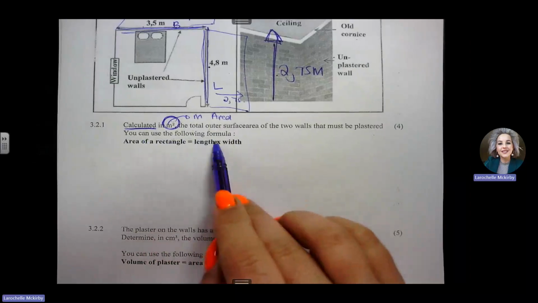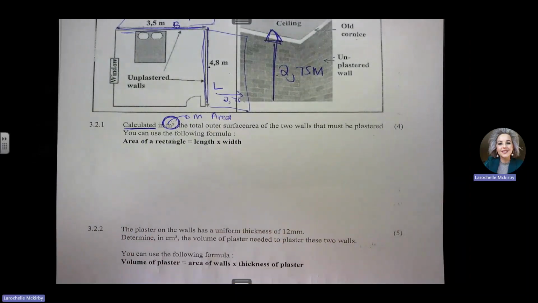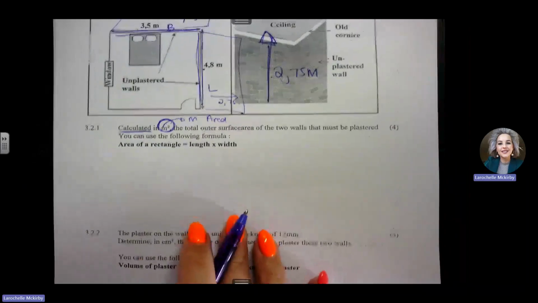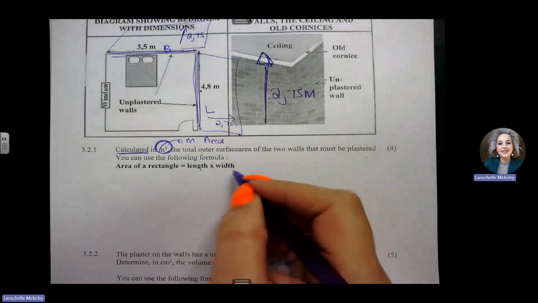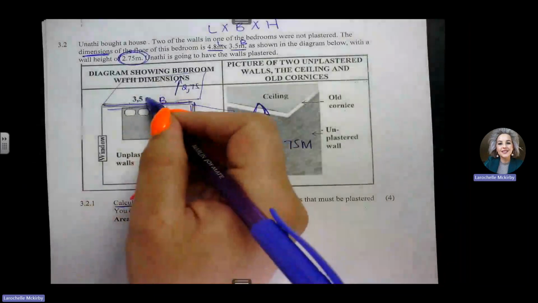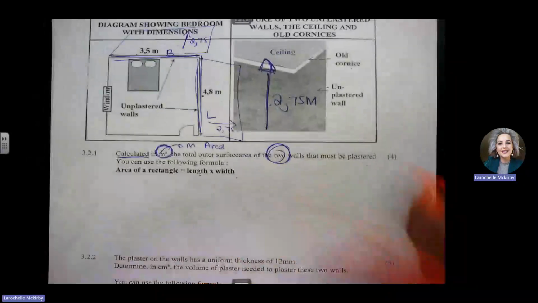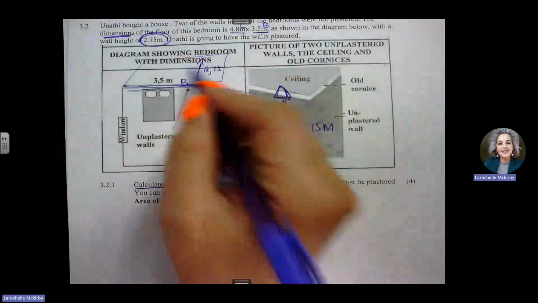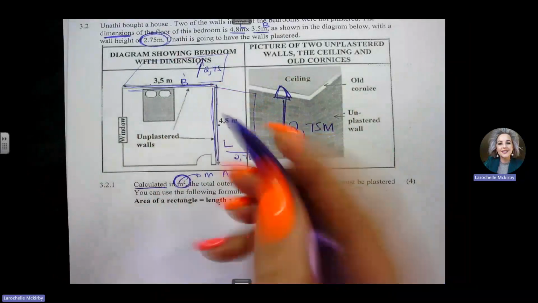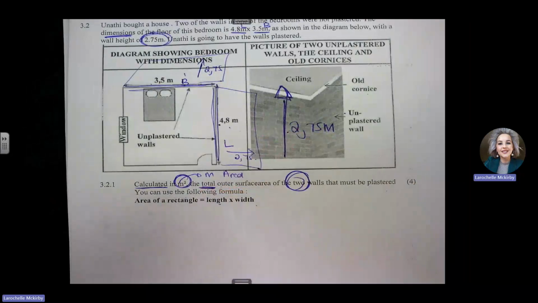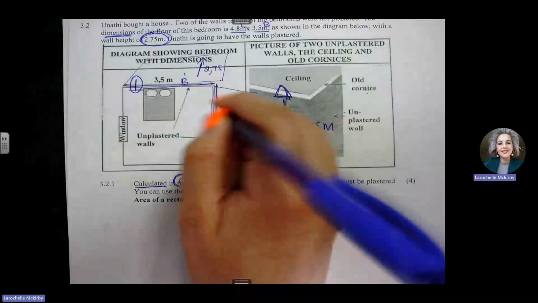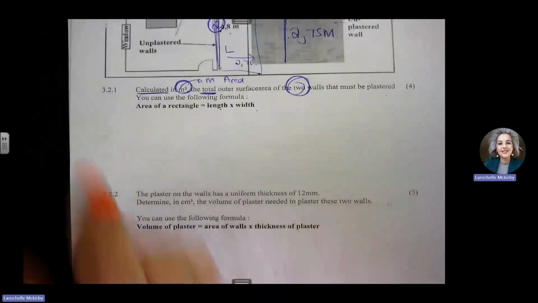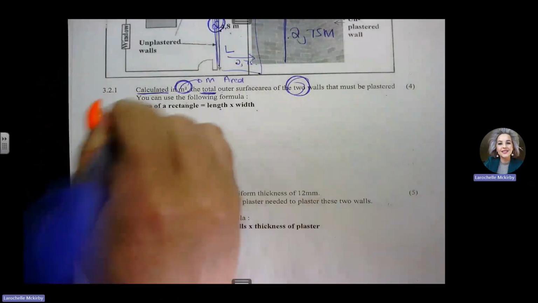You can use the following formula. Wonderful, and they give me a formula. But the thing here that we need to focus on is this is length times width, meaning I'm doing one wall with this. And they are explicitly stating 2 walls. And the picture is also showing 2 walls. So I'll do the one wall, I'll do the other wall, and then the word total gives it away by saying we should add it together. I'm going to name this wall number 1 and this wall number 2. So let's start. Wall number 1.